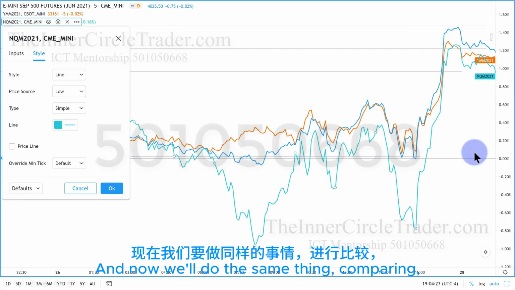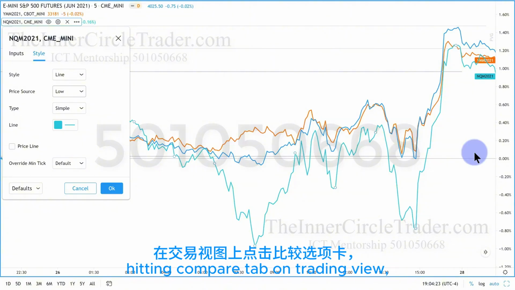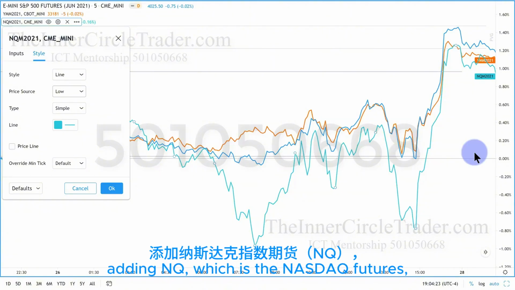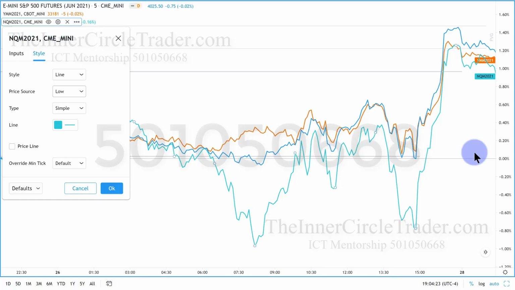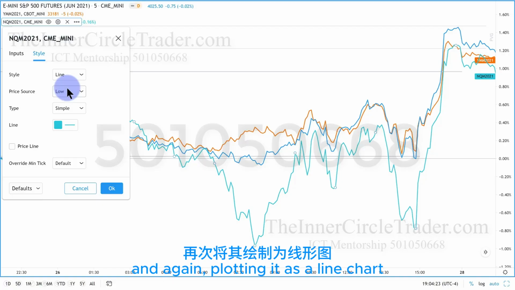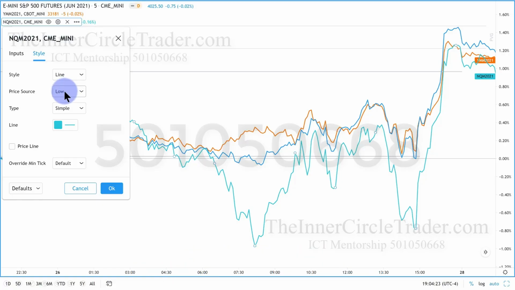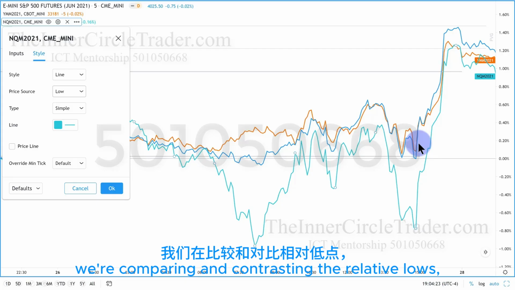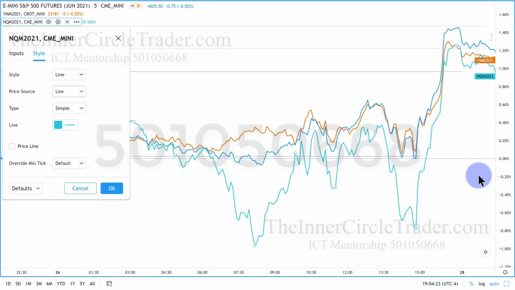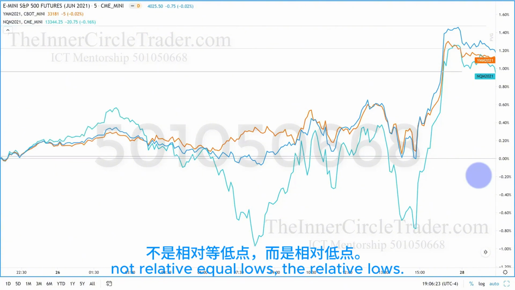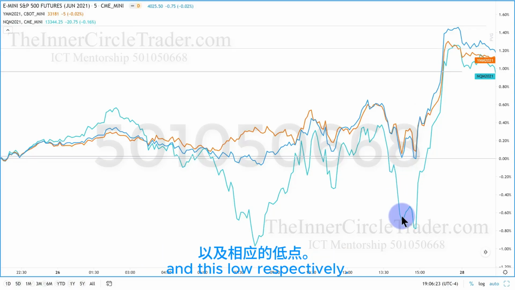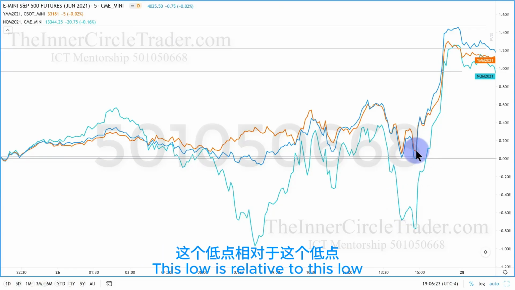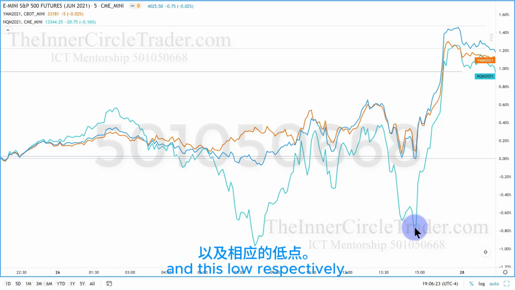And now we'll do the same thing, comparing, hitting the compare tab on TradingView, adding NQ, which is the NASDAQ futures, M symbol for the month of June and 2021, and again plotting it as a line chart with the price source at the low. So what we're doing in this area here, we're comparing and contrasting the relative lows. Not relative equal lows, the relative lows. So this low is relative to this low and this low, respectively. This low is relative to this low and this low, respectively.